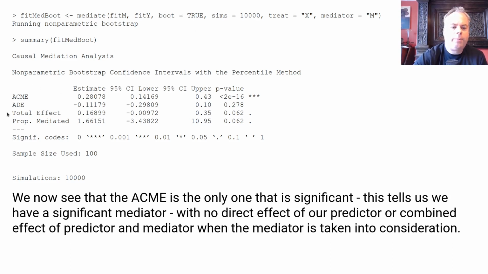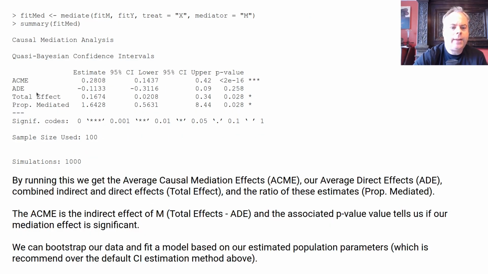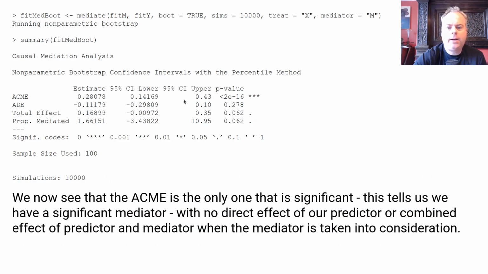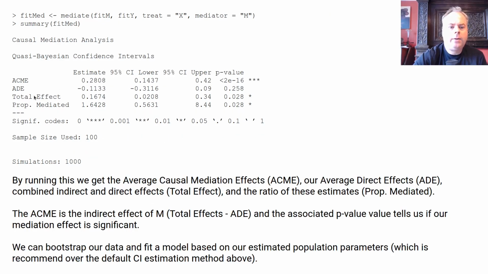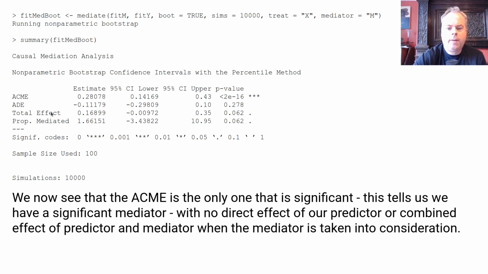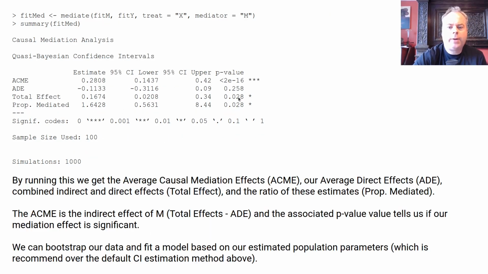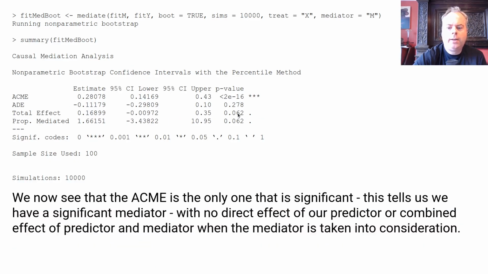I get the same sort of information reported here. We get the average causal mediation effect here. It's still significant. But if you look now, the total effect, which was significant here, now isn't significant. So we would interpret this output as meaning that all we've got is a significant effect of our mediator with no direct effect of our predictor or combined effect of predictor and mediator when the mediator is taken into consideration.